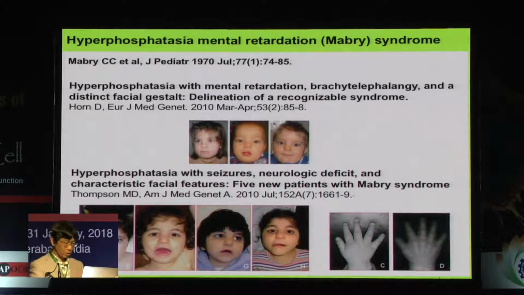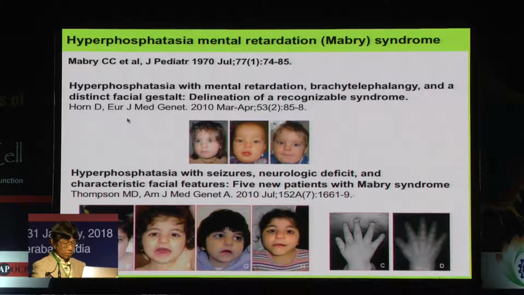So what is the hyperphosphatasia mental retardation syndrome? It is also called Mabry syndrome, which was reported by Dr. Mabry in 1970. And in 2010, two groups revisited Mabry syndrome. Biochemically, Mabry syndrome is characterized by hyperphosphatasia, high alkaline phosphatase in serum. Alkaline phosphatase is normally a GPI-anchored protein.